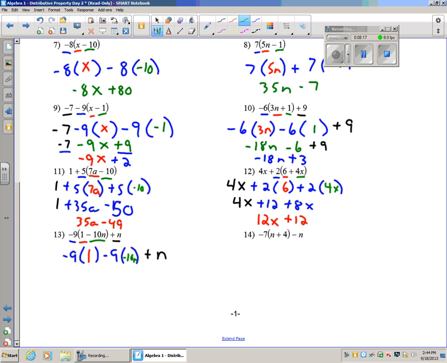So negative 9 times 1, negative 9. Negative 9 times negative 10n gives me positive 90n. And nothing happened with the last n, so it just drops down, plus n. List all my n's first, so 90 plus n, that's 91n. And then, of course, the 9 is second, so n minus 9.